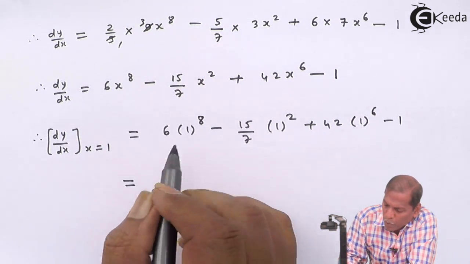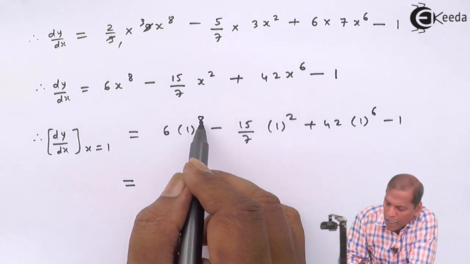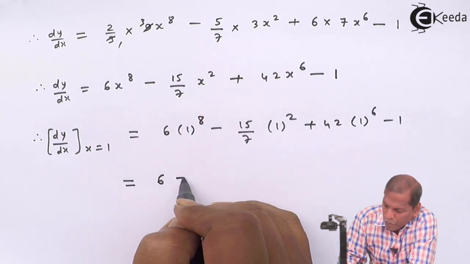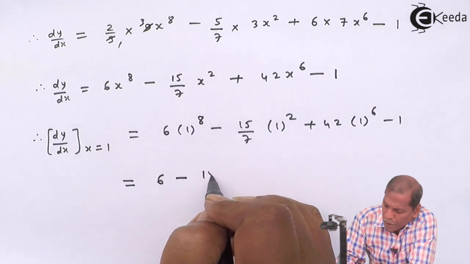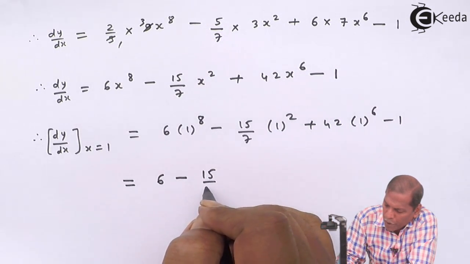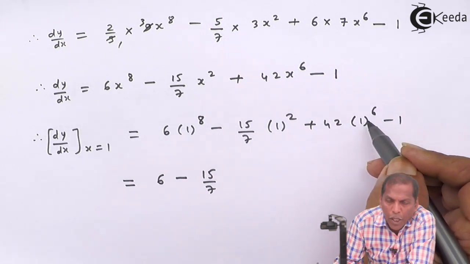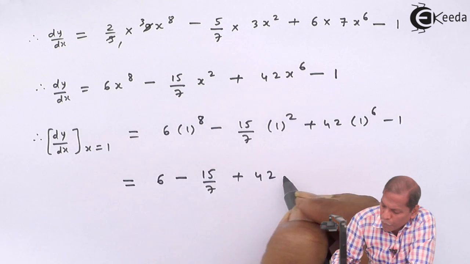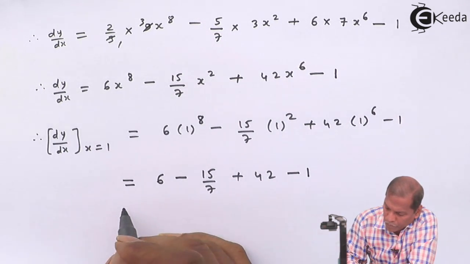So that is equal to, now 1 raised to any power is 1. So we have 1^8, that gives us 1. 1 multiplied by 6, we get 6. Minus 1 squared is 1, then into 15/7. So we get minus 15/7. 1^6 gives us 1 multiplied by 42. So we get plus 42 and finally minus 1.